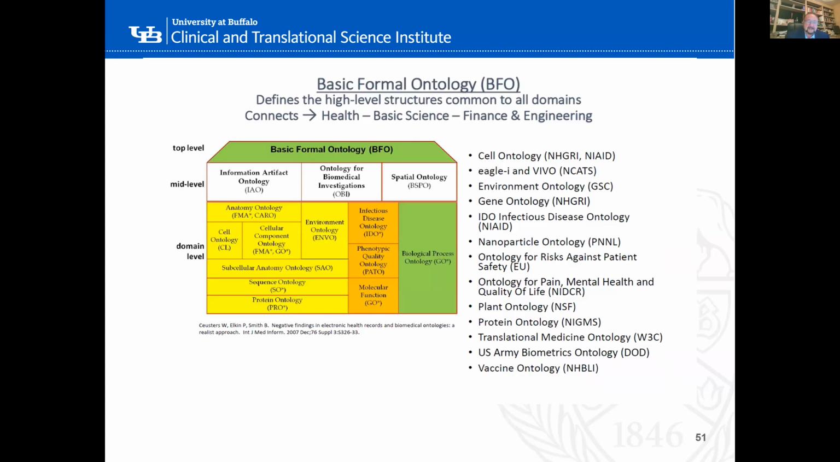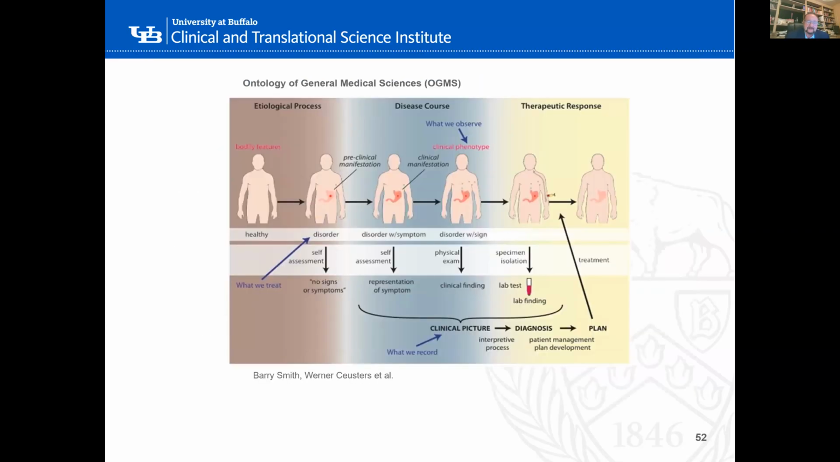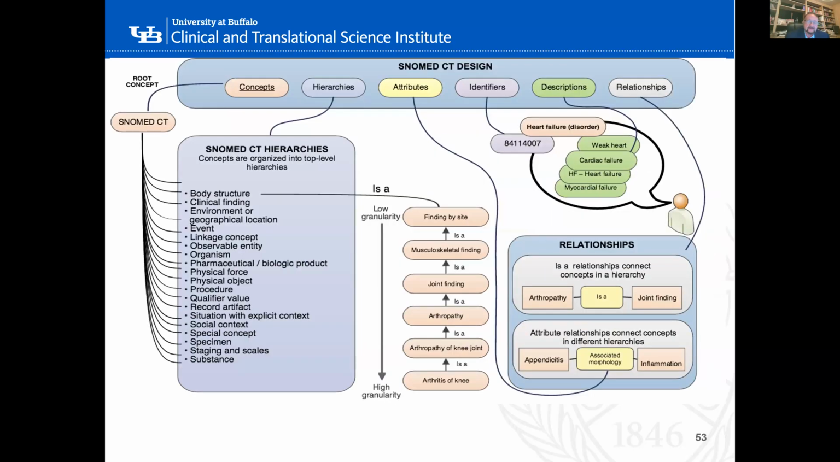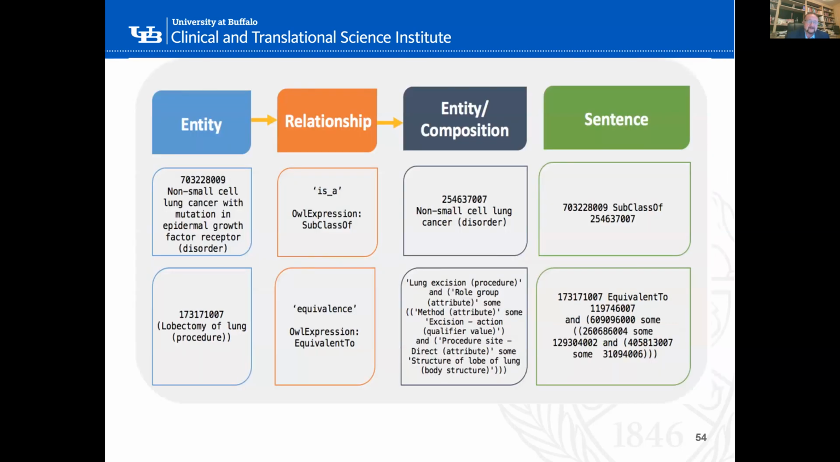So we use ontology. That's the thing we use in UB. And the basic formal ontologies are upper level ontology. We use the ontology of general medical sciences for our courses of illness. And then we use SNOMED, LOINC, and RxNorm as the detailed ontologies underneath it. And then we create networks or sentences out of this that are codified that can be reused.